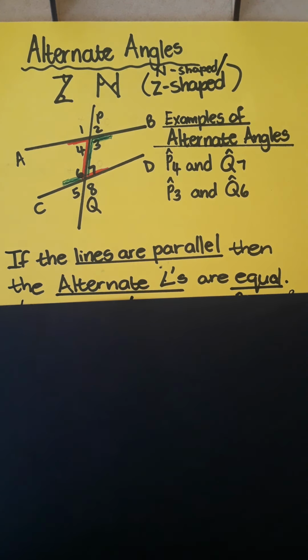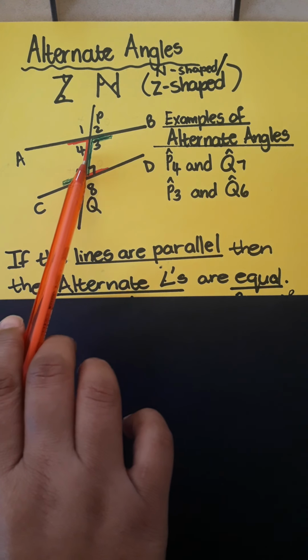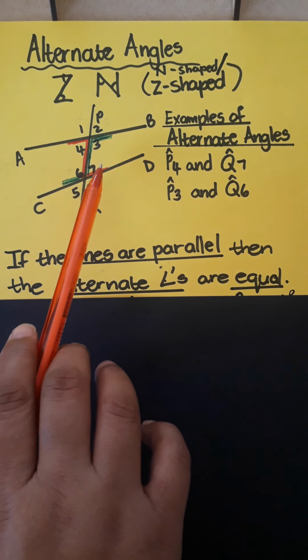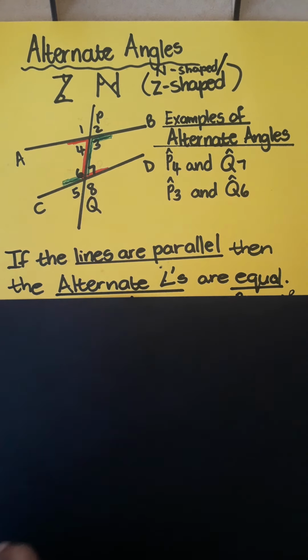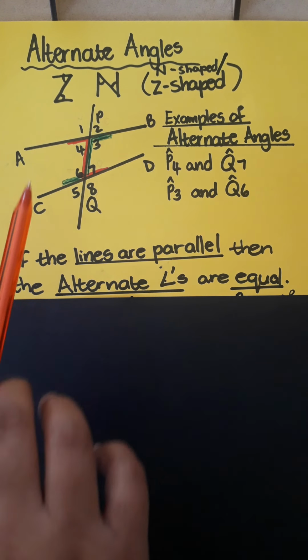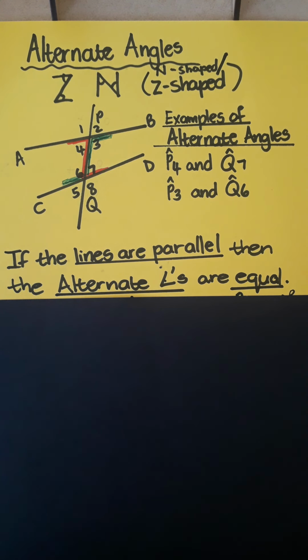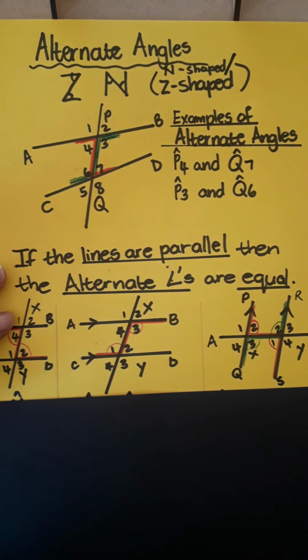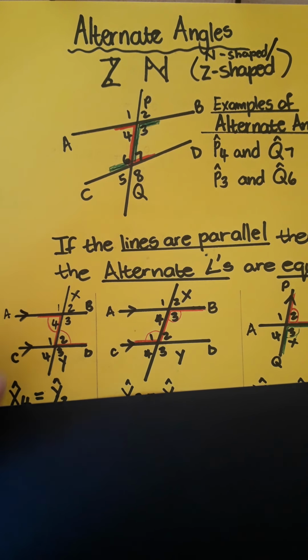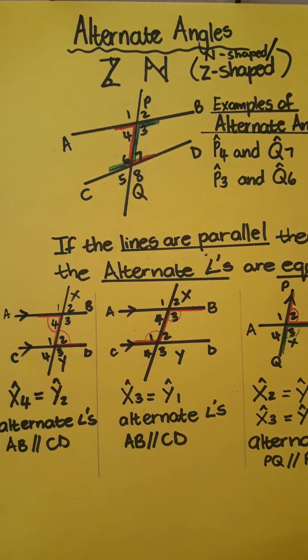Let's look at something that you need to remember: if the lines are parallel, then the alternate angles will be equal. In this example here, these alternate angles are not equal because the lines are not parallel. But we're going to look at examples where the lines are parallel and the angles will become equal. Let's look at the first diagram.